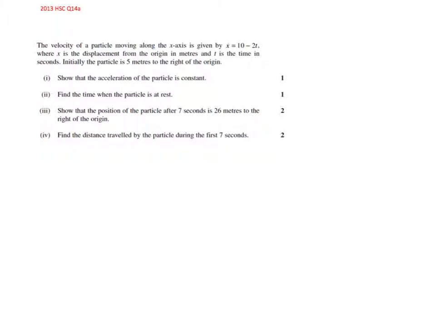Alright, the velocity of a particle moving along the x-axis is given by that. X is in meters, t is in seconds. Initially the particle is 5 meters to the right, so that means when t equals 0, x equals 5. Show that the acceleration of the particle is constant.